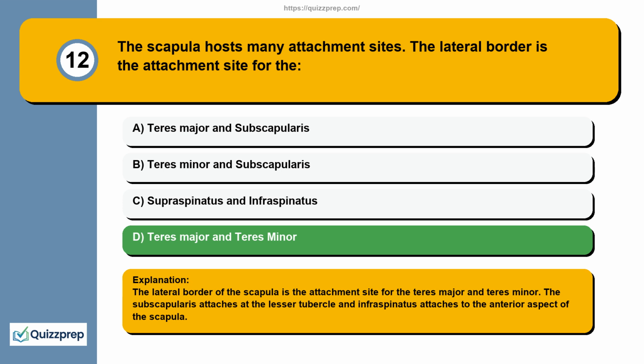The subscapularis attaches at the lesser tubercle and infraspinatus attaches to the anterior aspect of the scapula.